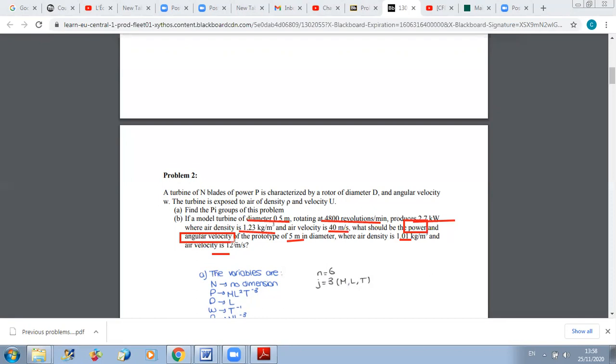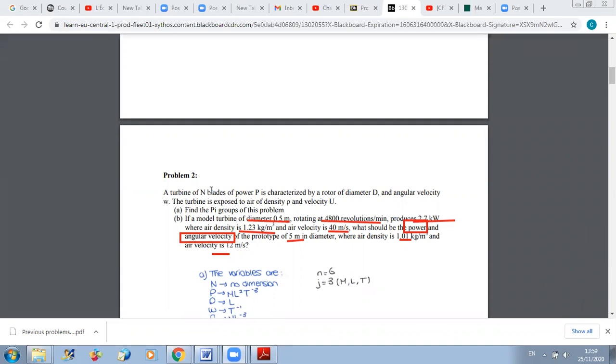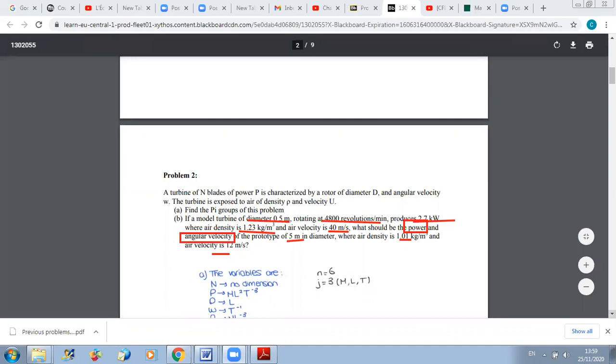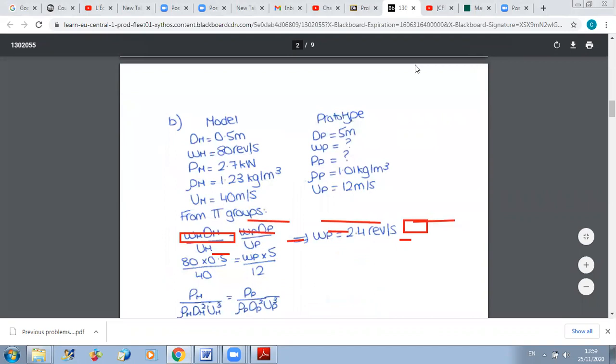So as usual, whenever I have a model and a prototype, the condition to be applicable is that the pi groups should be the same. Okay. So here, for the number of blades, as we said already, it should be the same because it forms a group by itself. I still have 2 other groups that should be equal, which are the power and the angular velocity. So I will write the condition first. Here we have the summary of all variables. You can put them, model and prototype. I should determine these 2 conditions for the prototype.